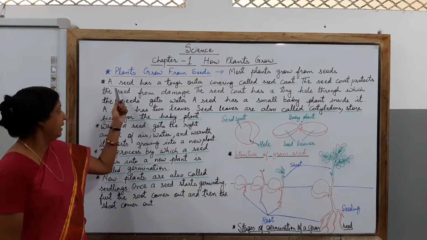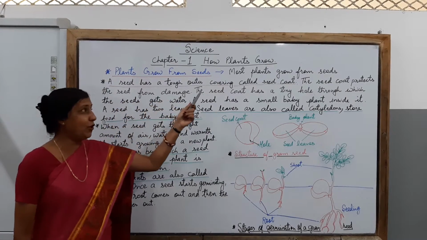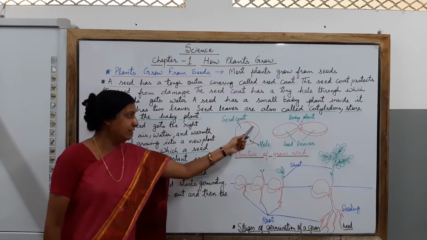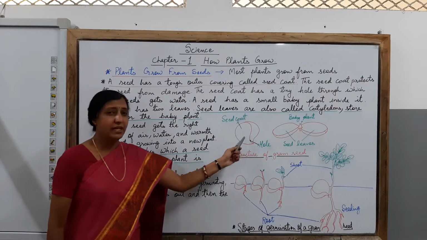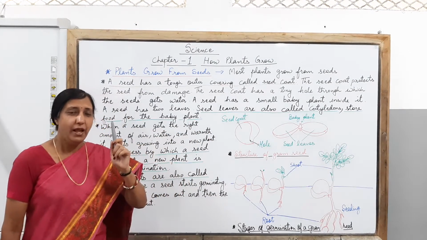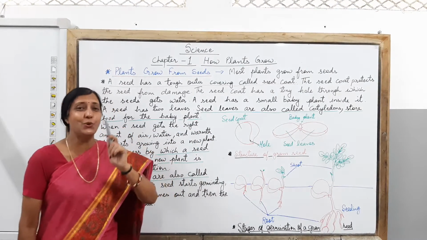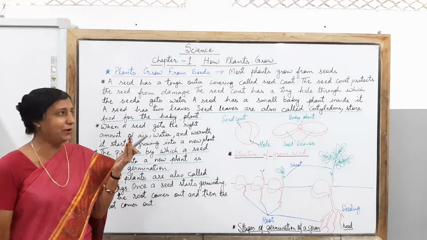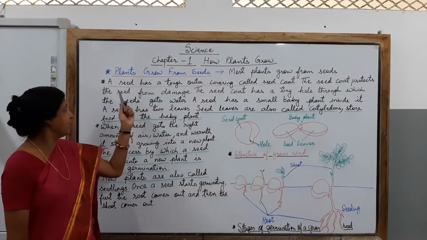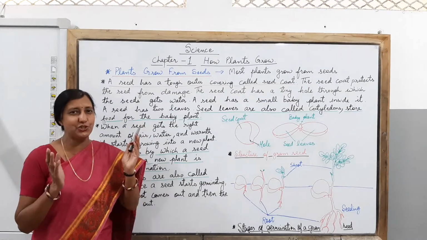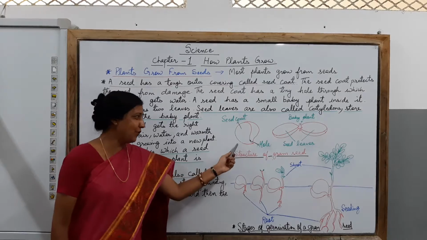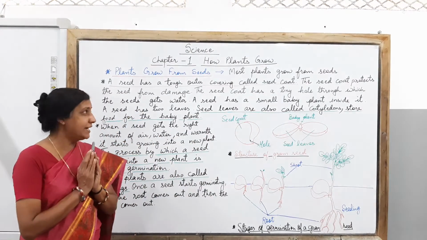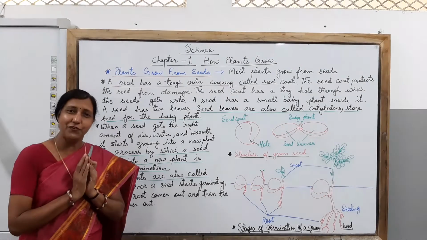Children, remember, a seed has a tough outer covering called seed coat. As you can see here, the seed coat is covering the seed, and the outer covering of the seed is known as seed coat. So let's revise, children, what is the function of the seed coat? The seed coat protects the seed from any kind of damage. It is protecting it from any kind of damage.